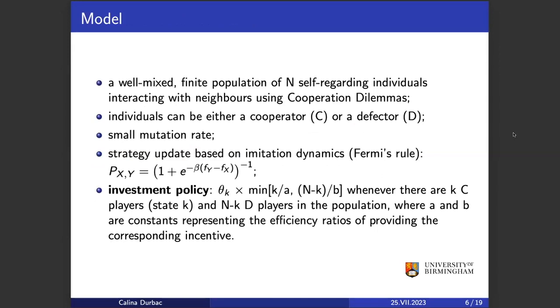Our individuals can either be a cooperator or a defector, and we are indeed assuming a small mutation rate. The strategy update is based on imitation dynamics, also known as Fermi's rule, which is this probability over here. So the probability of player X changing strategy with the strategy of player Y is given by this formula over here. And the most important quantities here are beta, the strength of selection, which shows how likely players are to imitate each other, and the difference in fitnesses, F sub Y and F sub X.